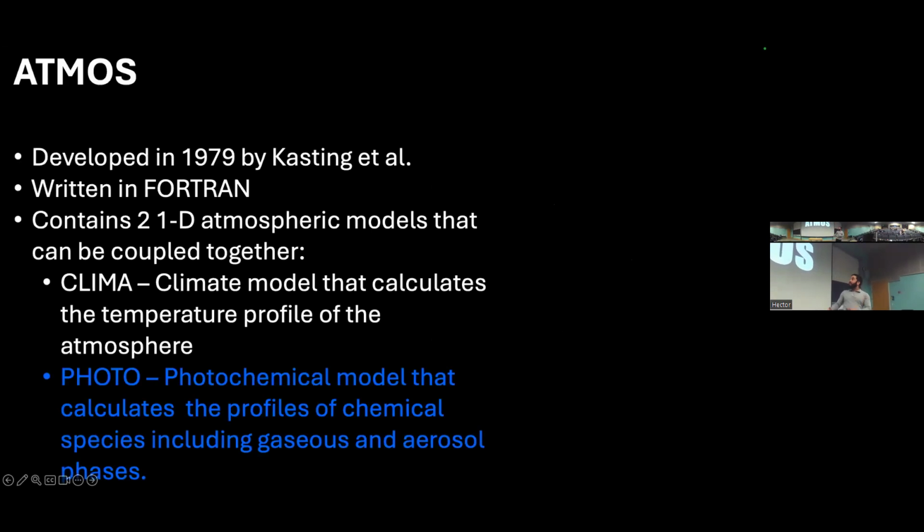So I use ATMOS. ATMOS is a 1979 code developed by James Kasting. It was written in Fortran. It has two one-dimensional atmospheric models.